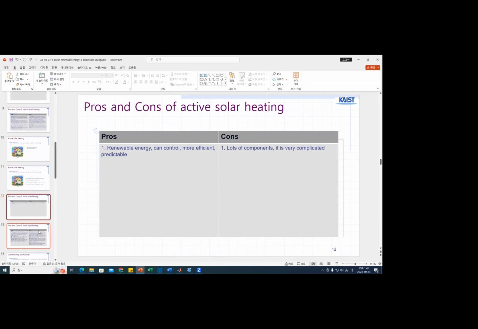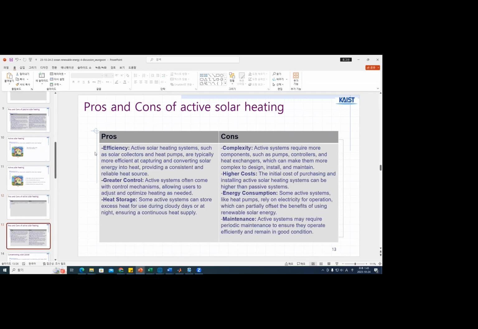Okay, then I will move to my opinions. Like you guys said, it has high efficiency, and it also has greater control because we use the pump, so we can control it easily. We can also store the heat very easily compared to passive solar heating, because we have a lot of components like the pump and heat exchanger. So it has less reliability to the weather condition compared to passive solar heating.